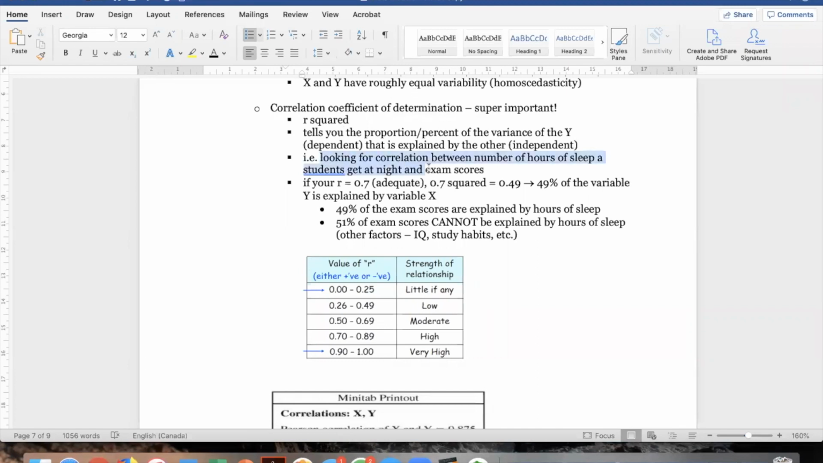Let's take an example. You're looking at a correlation between the number of hours of sleep a student gets a night and their exam scores, and you have a positive relationship that you're seeing, let's say it's a positive 0.7, which is adequate. You want to take that 0.7 and square it, which comes out to 0.49.